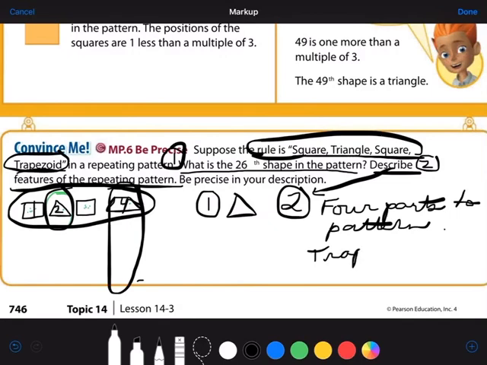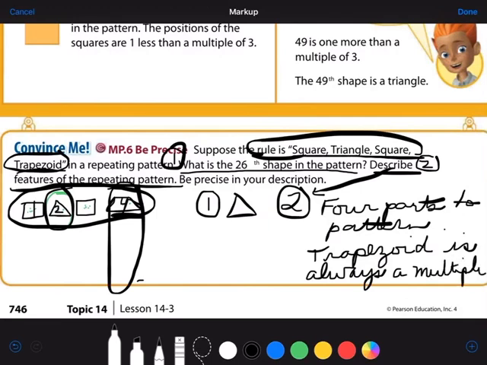We found that because there are 4 shapes in the pattern, and the trapezoid is the last final shape, the trapezoid is always a multiple of 4. There are 4 shapes and it's the last one, so there you go. So when I counted 1, 2, 3, 4, the trapezoid was a 4. 5, 6, 7, 8, the trapezoid was a number 8. 9, 10, 11, 12, trapezoid was number 12. They're always a multiple of 4.